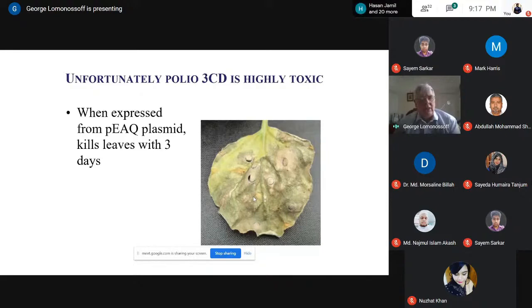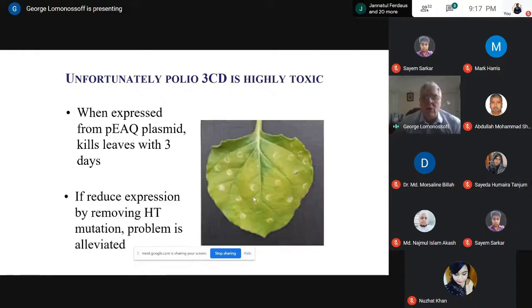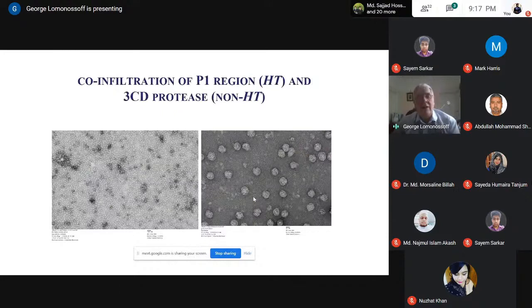And this again is why it's important to control the levels. Because 3CD is an enzyme, you don't need as much of it as you do the structural proteins. So you can reduce its level so that it's no longer toxic, but there's still enough of it to cleave the precursors efficiently. And if you do that, lo and behold, you can get nice particulate looking matter from, and this would be type 1 poliovirus. But this is wild type poliovirus.